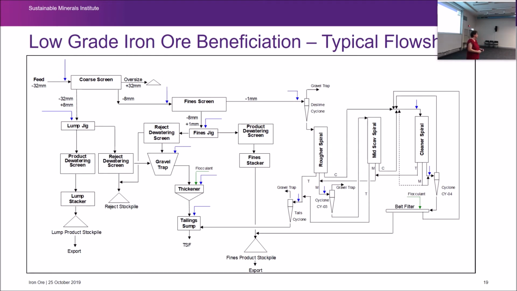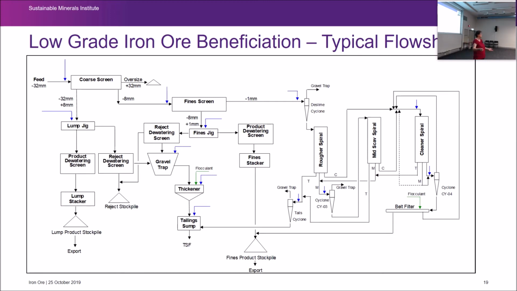I'll just, for interest's sake, put up a typical flow sheet of what a beneficiation plant would look like. You basically have the screening stage where you maximize the amount of lump into your lump circuit, into your lump jig. All other material goes to a fine screen, which splits it into a fines jig component. And then anything less than about 1 mm goes to a spiral plant.